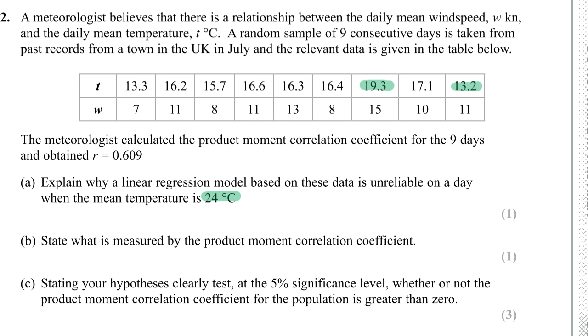Let's look at 2A. It asks us to explain why a linear regression model based on these data is unreliable on a day when the mean temperature is 24 degrees centigrade. Well, I've highlighted in the table the smallest and the highest value for temperature. So it goes from 13.2 up to 19.3. So in other words, 24 degrees centigrade is outside the range, so we would need extrapolation.